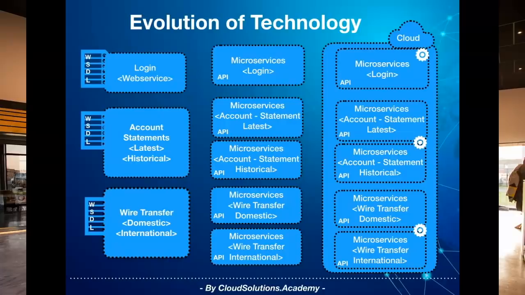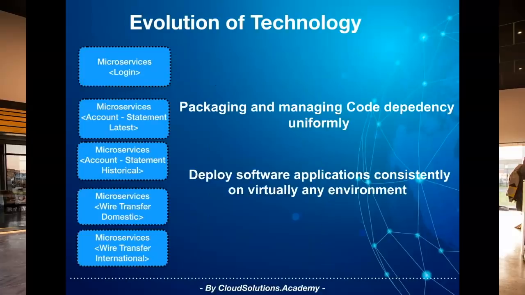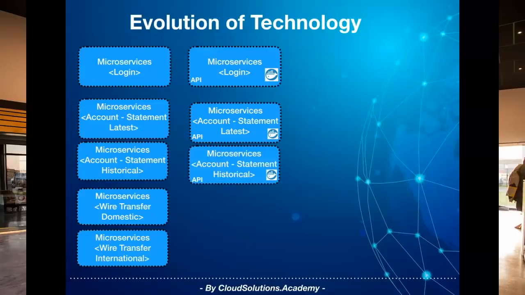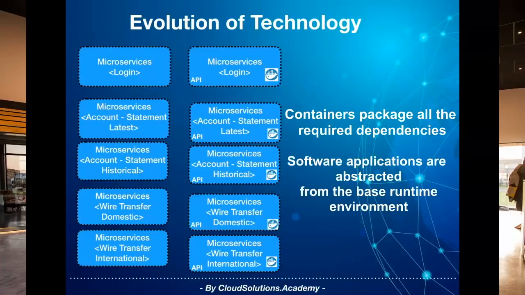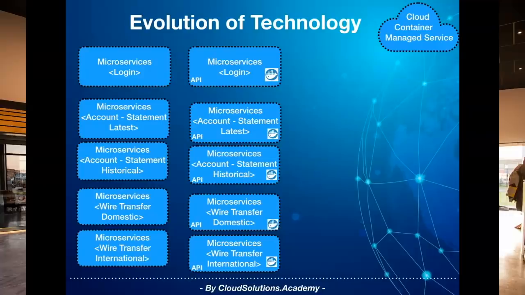While microservices and cloud did solve the problem of design and scalability to some extent, one fundamental problem still existed: managing all the code dependencies and versions across environments, rolling out code in a consistent way, and scaling each of the microservices. So that's where container technology came in, primarily with Docker, which packages all the required dependencies and lets the software application be abstracted from the base runtime environment, allowing you to build applications that can be deployed on any operating environment that provides a container management platform.